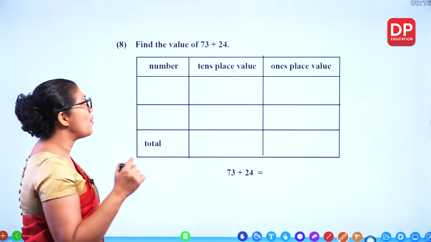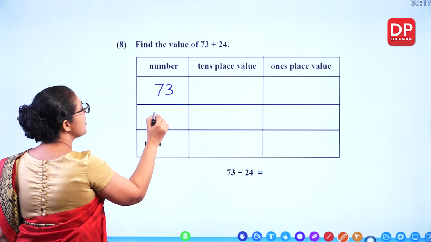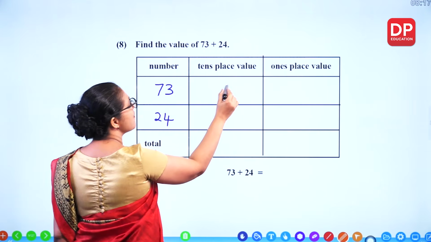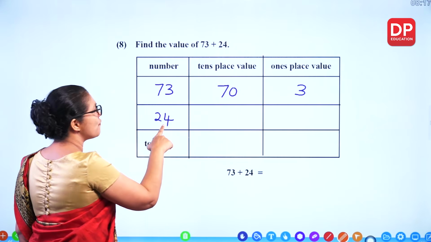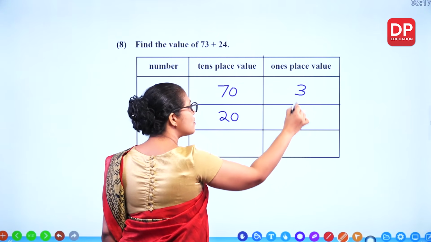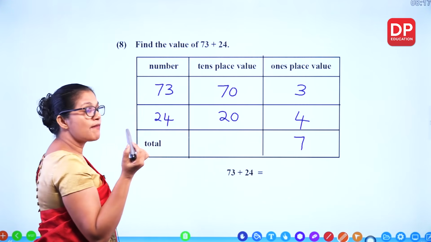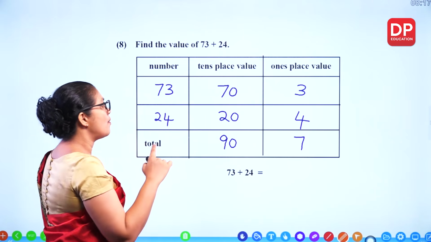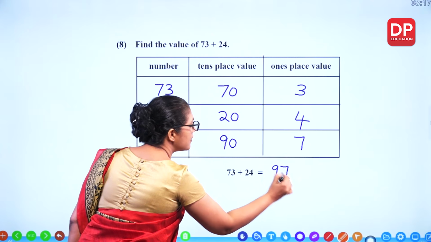Now do the same way. 73 plus 24. 73 is the number, 24 is the other number. Write in tens, this becomes 70 and ones you get 3. 24, 20 and 4. When you add it together, what happens? 3 plus 4, you get 7. 70 plus 20, you get 90. Now 90 and 7, you get 97.